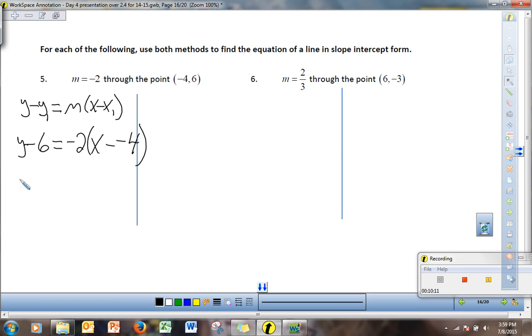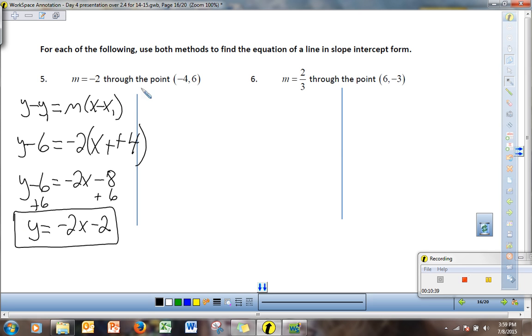So now I'm going to have y minus 6 equal negative 2x. A negative and a negative make a positive. Negative 2 times 4 is negative 8. Add 6 to both sides. So I've got y equal negative 2x minus 2.